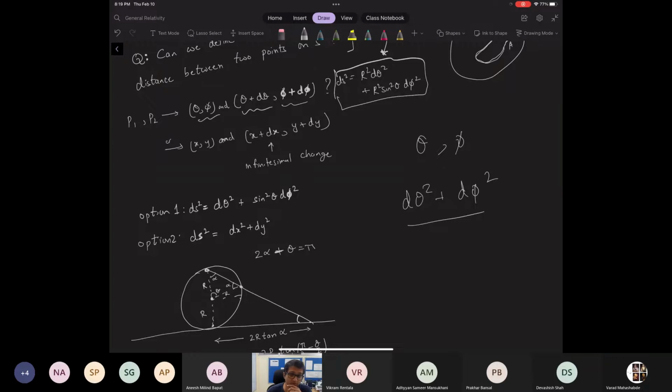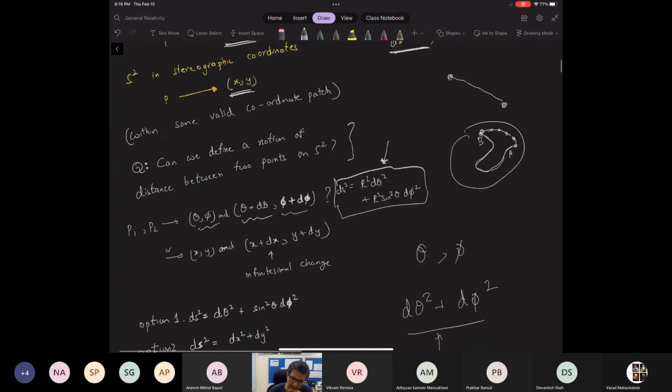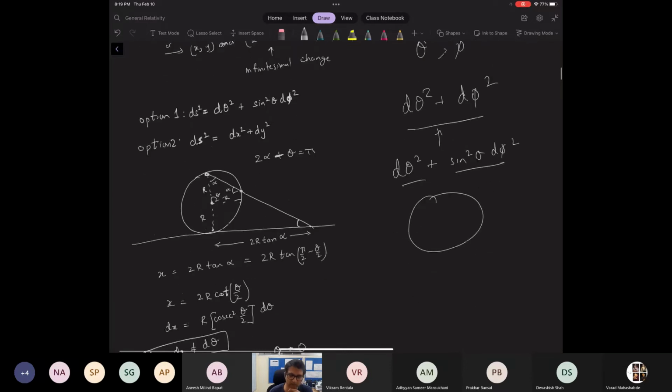You can choose this as a distance measure. There's nothing wrong with this choice. But first of all, this doesn't correspond to the distance measure that you would think of normally on a sphere, right? As d theta squared plus sine squared theta d phi squared. Why is this the right distance measure? Well, this is the right distance measure if you think about a sphere embedded in 3 dimensions.